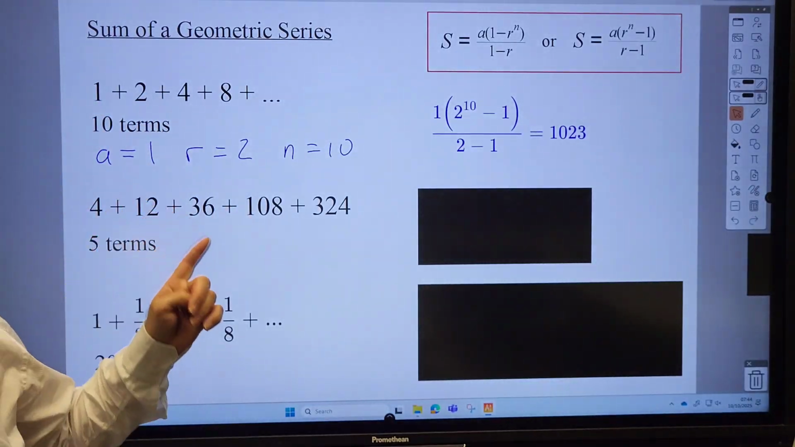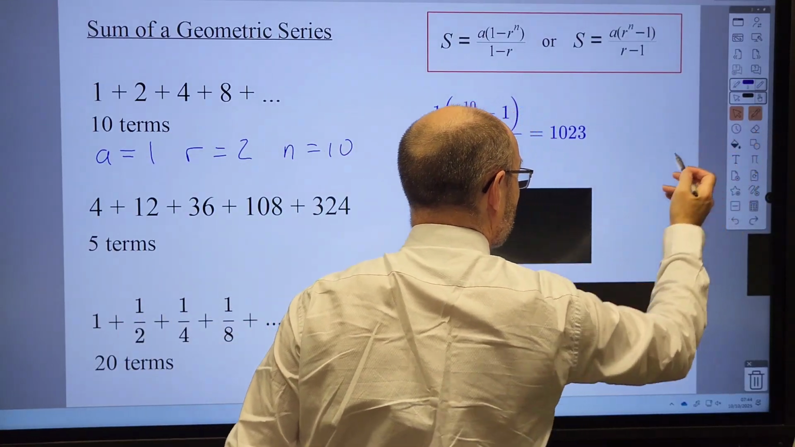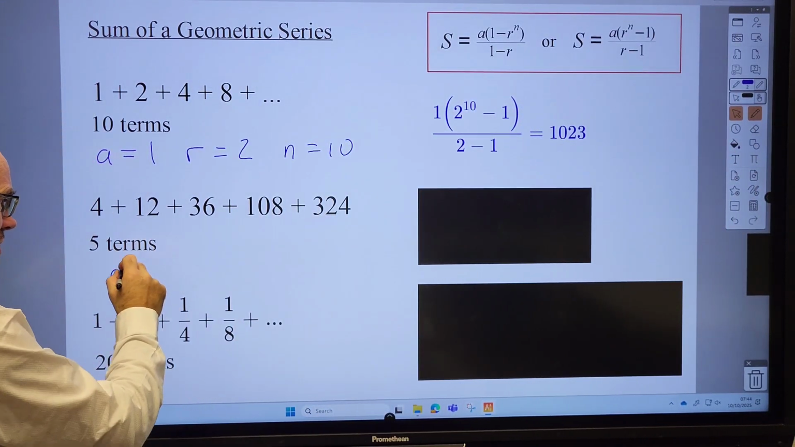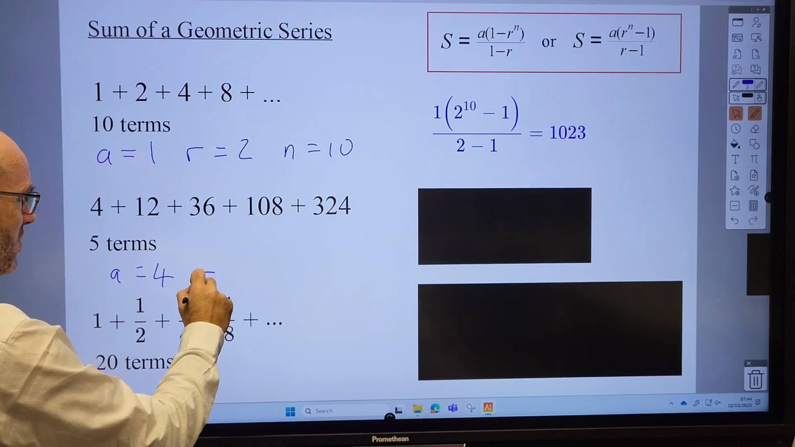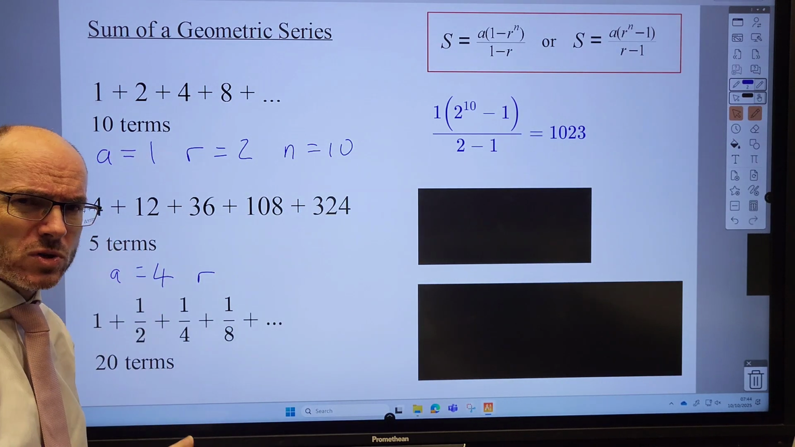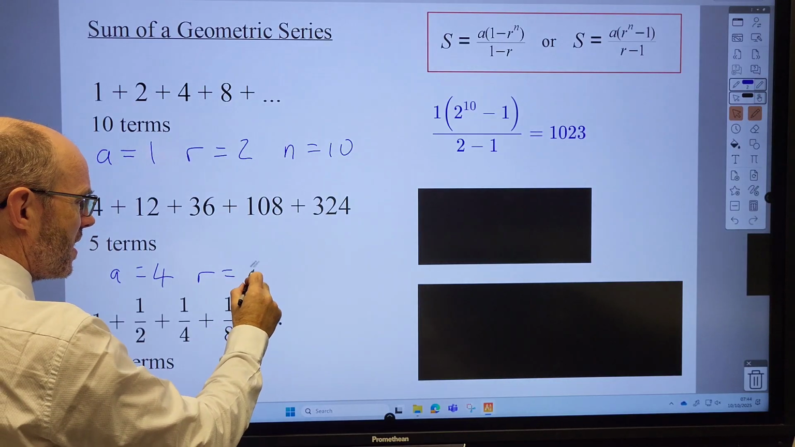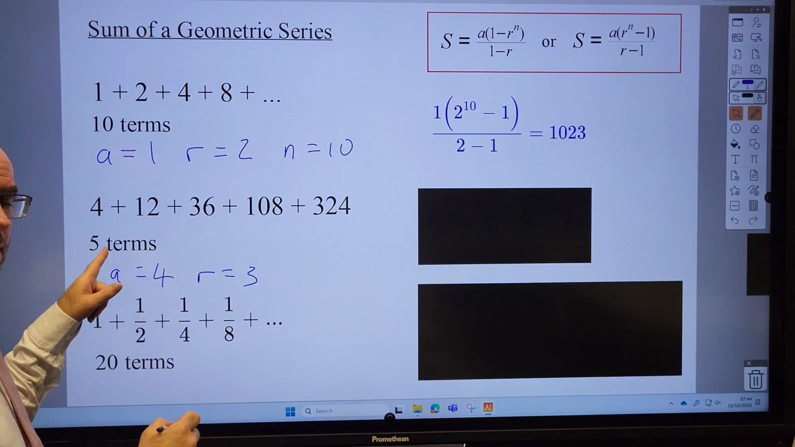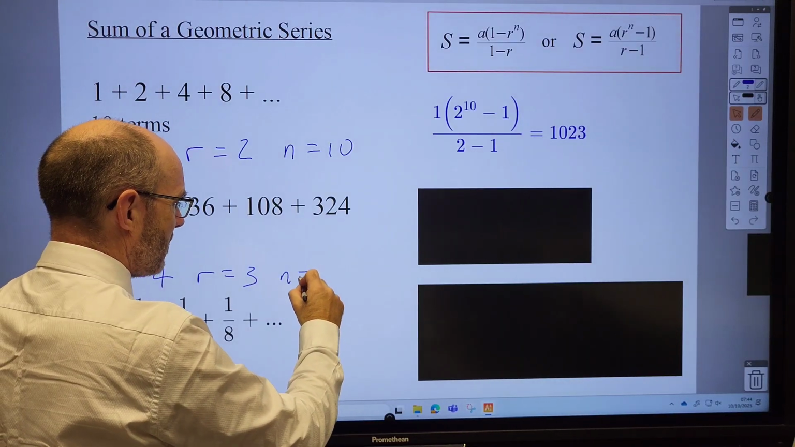Second one, so exactly the same process. And hopefully you get the idea that these are actually very easy. So the first term is 4, the common ratio. If you're not sure, just do that number divided by that number. That will always give the common ratio. So it's 3. Then you can check. These are all being multiplied by 3 as we go along. And n is 5, because I've got 5 terms.